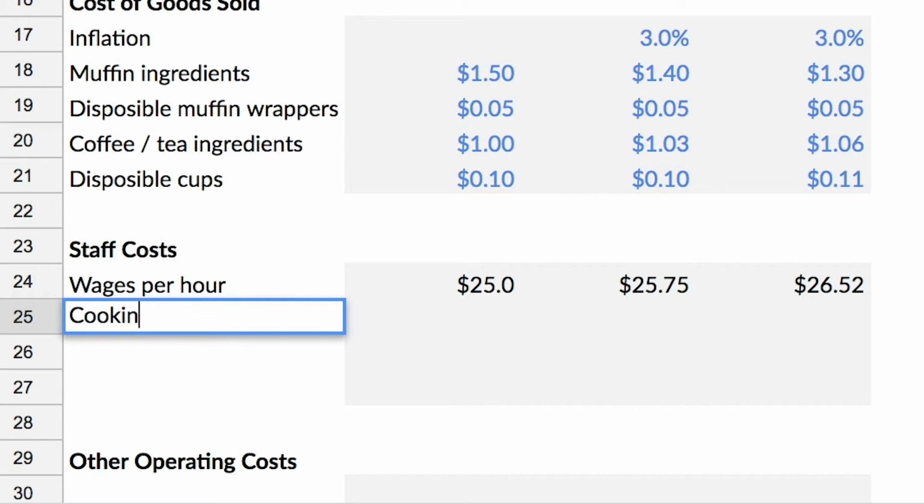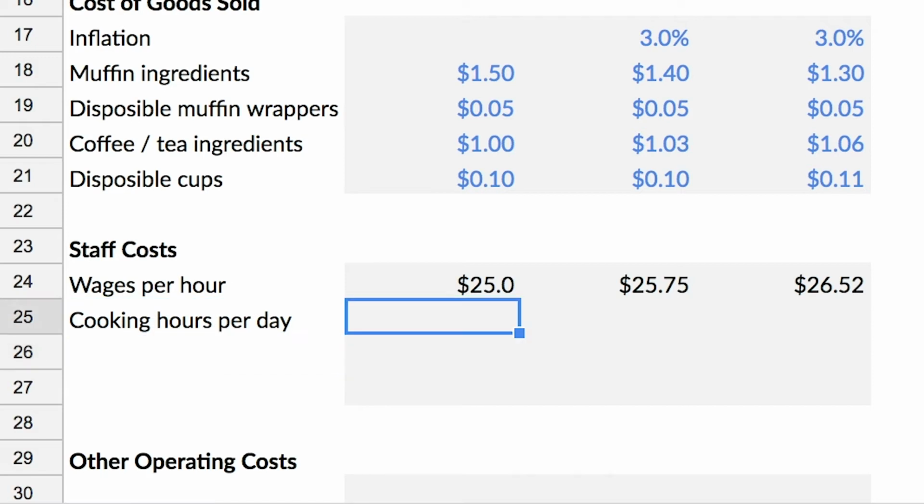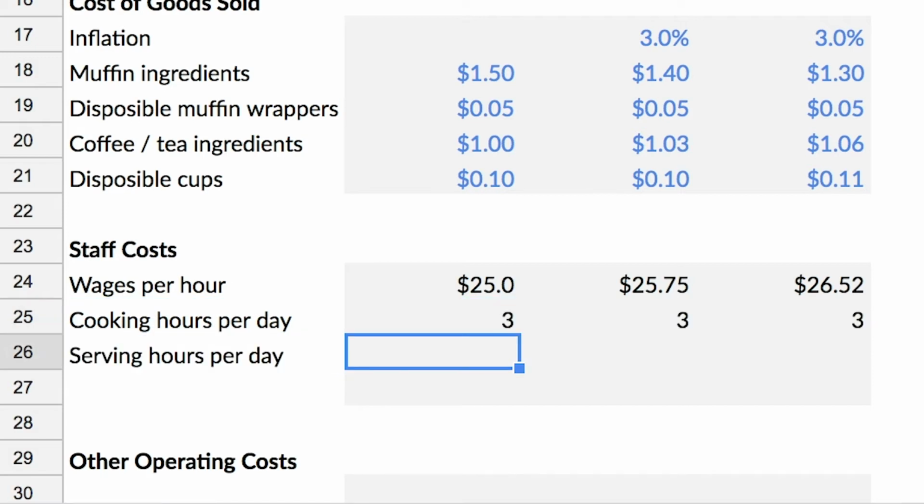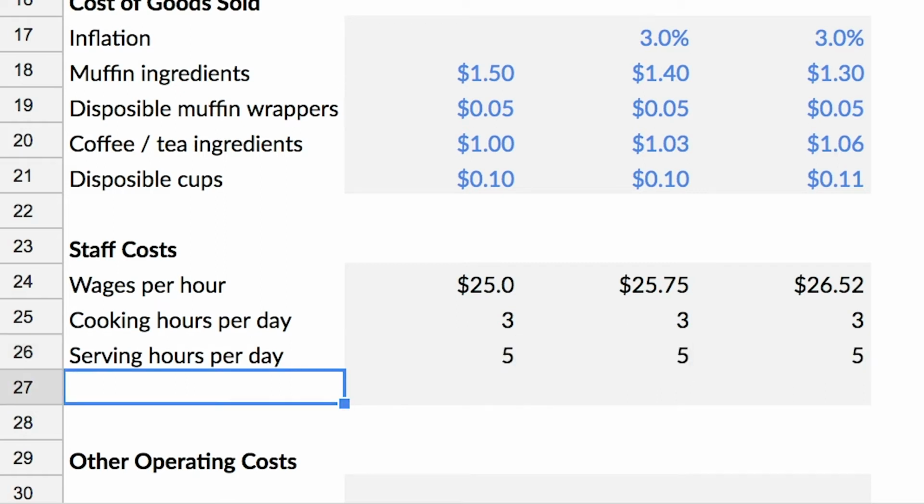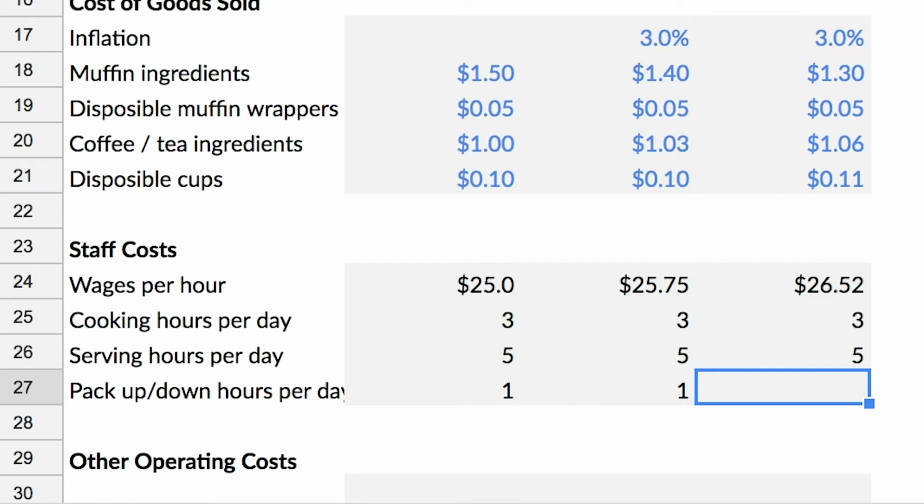So let's think how many hours we'll need someone to cook, cooking hours per day, and let's say we need someone baking muffins for 3 hours. We're open 5 hours a day, so we need someone manning the coffee cart 5 hours a day. We'll add that same assumption, 5. And then we also know we need people to clean up at the end of the day. So let's call it pack up, and let's assume that's another hour. So maybe half an hour in the morning, half an hour at the end of the day.